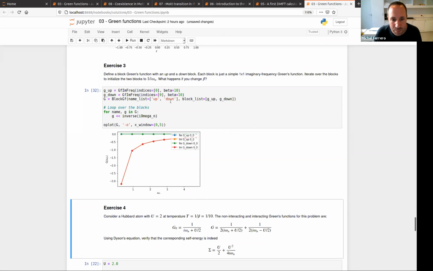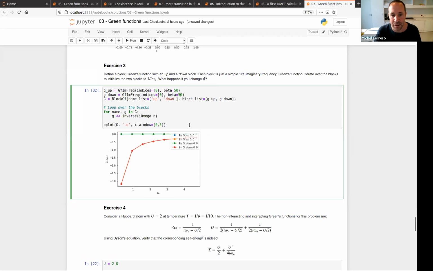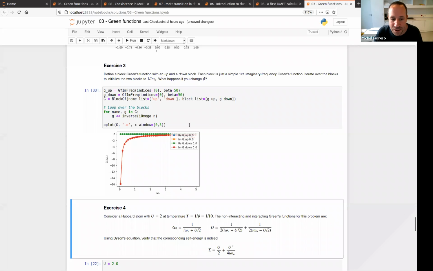So you see, that's for a temperature beta of 10, or temperature 1 over 10. And of course, the spacing between Matsubara frequencies depends on the temperature. If you remember the definition of Matsubara frequencies, they go like (2n+1) times pi over beta. So if beta increases, the spacing between Matsubara frequencies becomes smaller. And so this is why you get more points as you increase beta, right?